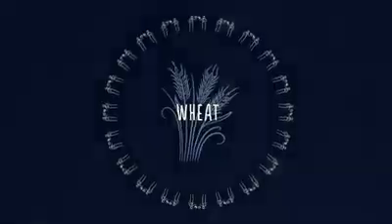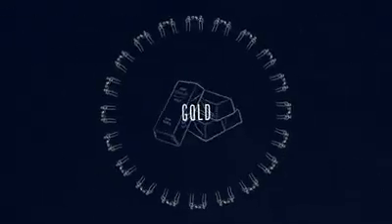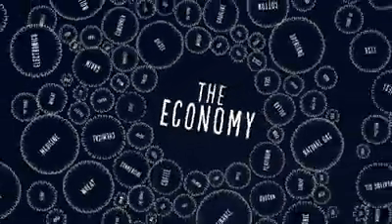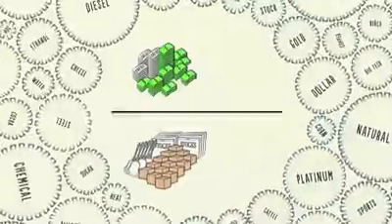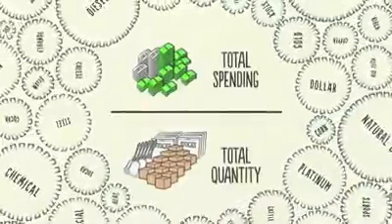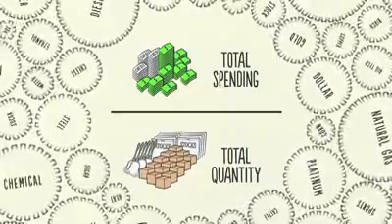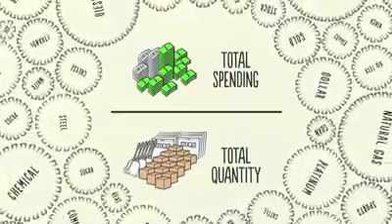A market consists of all the buyers and all the sellers making transactions for the same thing. For example, there is a wheat market, a car market, a stock market, and markets for millions of things. An economy consists of all of the transactions in all of its markets. If you add up the total spending and the total quantity sold in all of the markets, you have everything you need to know to understand the economy.